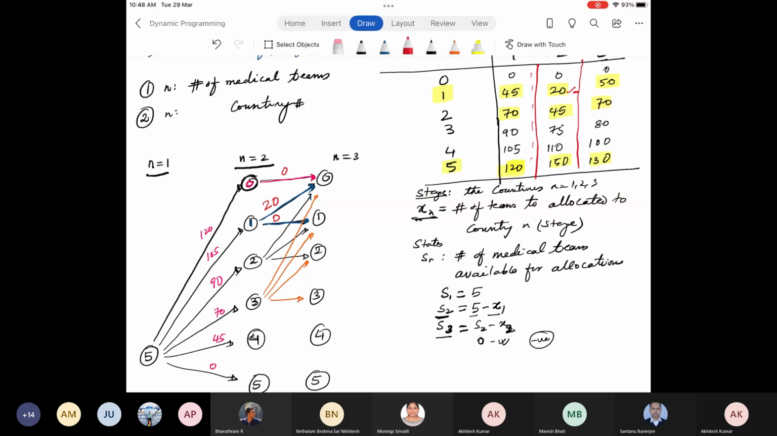121 becomes 0. Is this right? 121 means you have not allocated any teams. So again 45, 20, 0. So actually you will be going like this every time. 45, 20 and 0. Here when you will come, you will do 75, 45, 20 and 0. And so on, you will proceed. Good so far? Any questions?